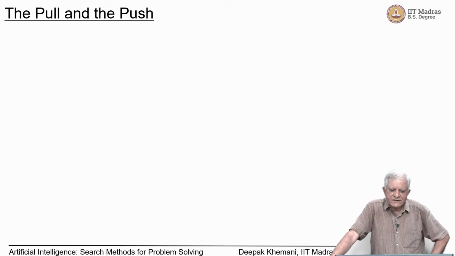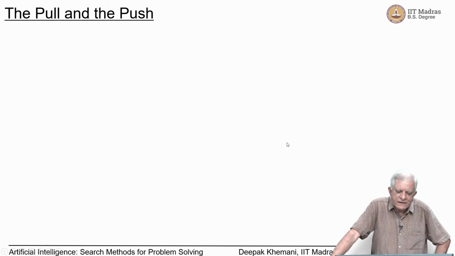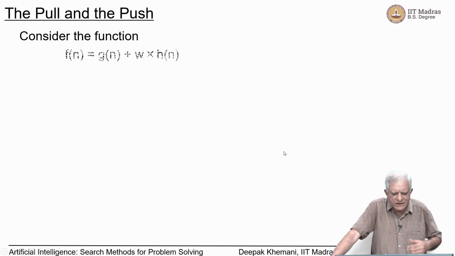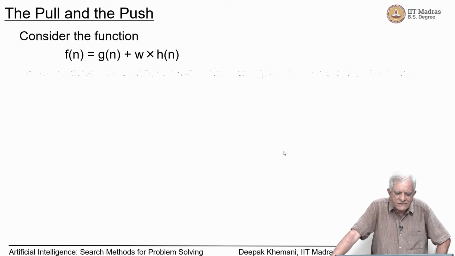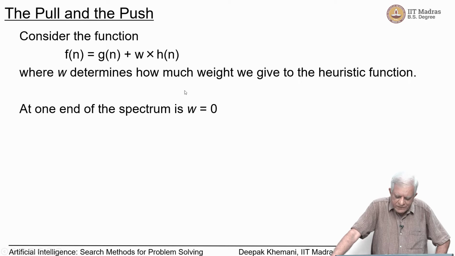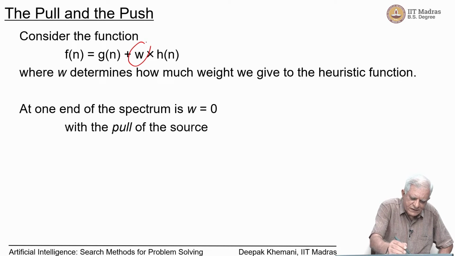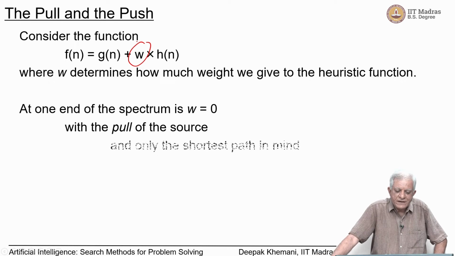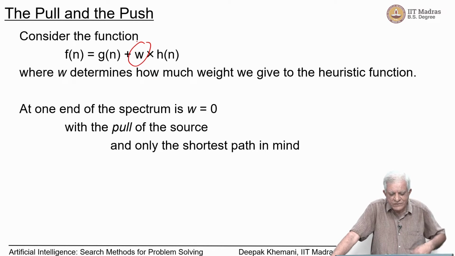So, what is happening with A star is that there is a pull towards the source and there is a push towards the goal. Essentially, you can think of G of n as the pull towards the source and H of n as the push towards the goal, or you can say it is also being pulled towards the goal. What we have done here is we have added a constant W, and this algorithm which uses W is known as the weighted A star, and it determines the relative influence of the heuristic function as opposed to G of n.